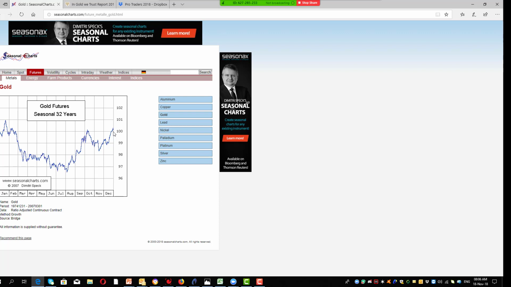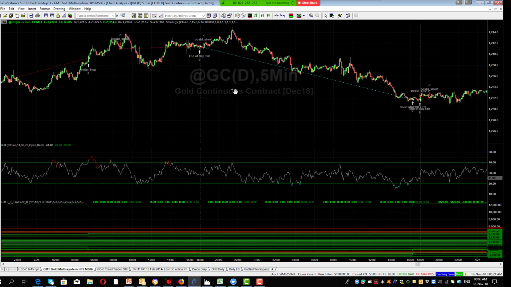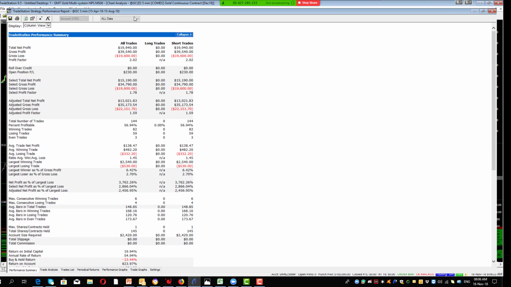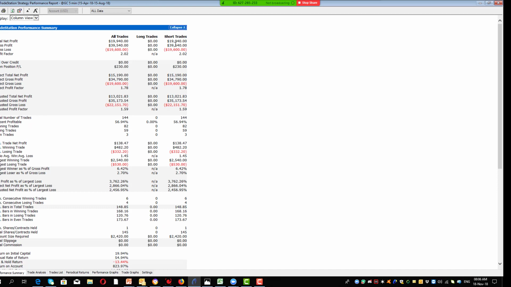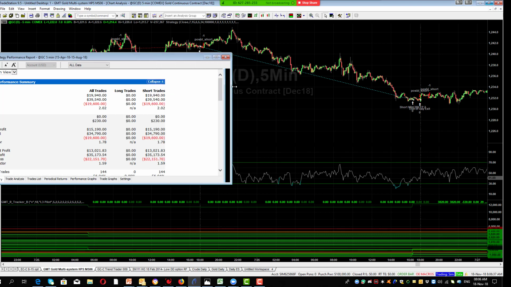So if we're trading a short system, and we do have one here that is trading shorts at the moment, here's our system, which is trading shorts only. Let's get the number of this system. It's our multi-system strategy, a high performance MSO6. Okay, it's been doing really well on the short side.